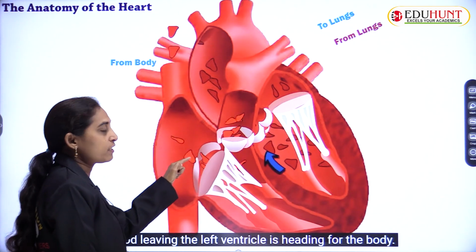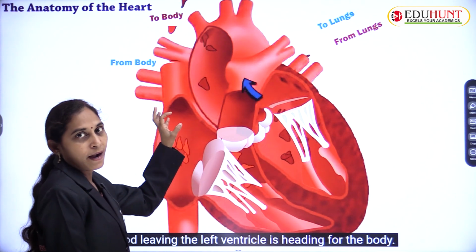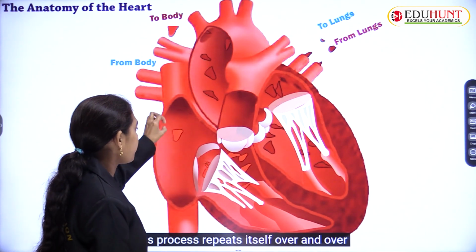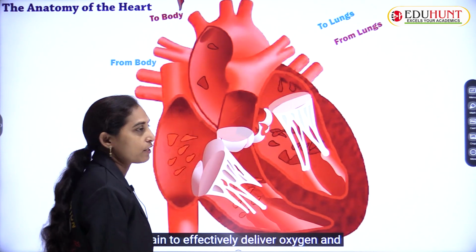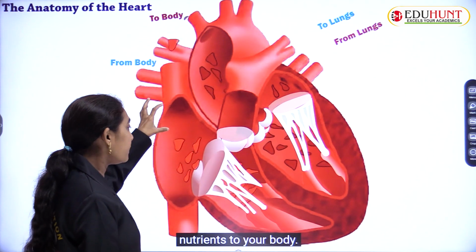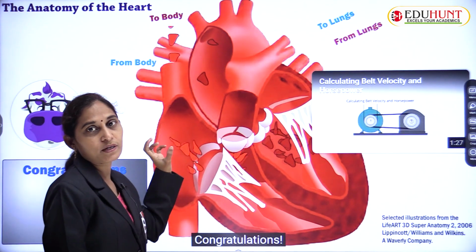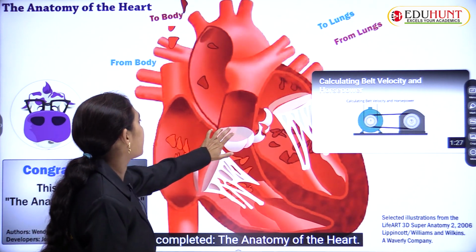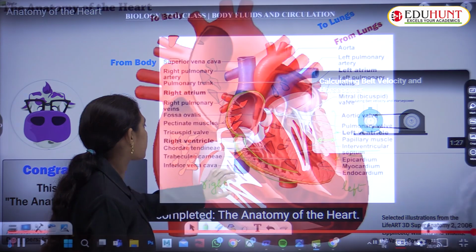The right atrium collects and receives the deoxygenated blood from the various organs, various body parts.